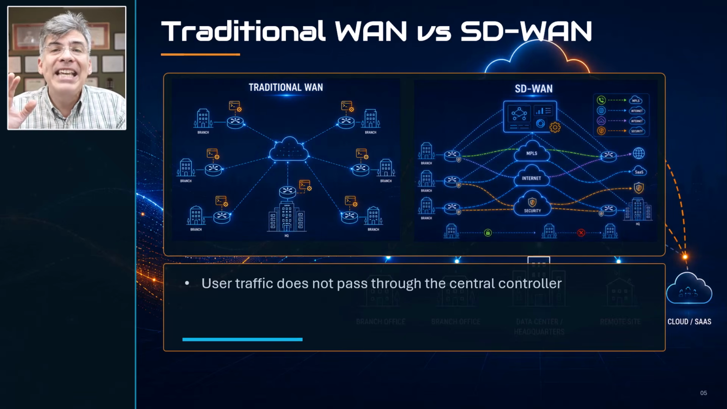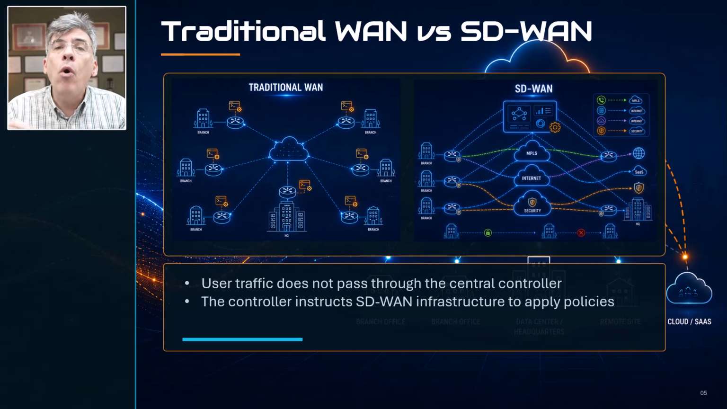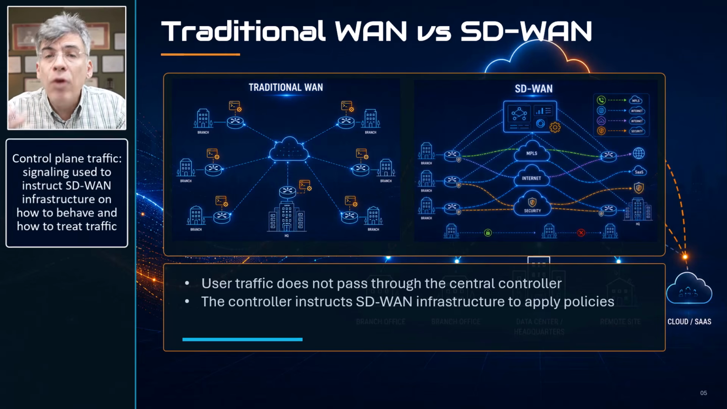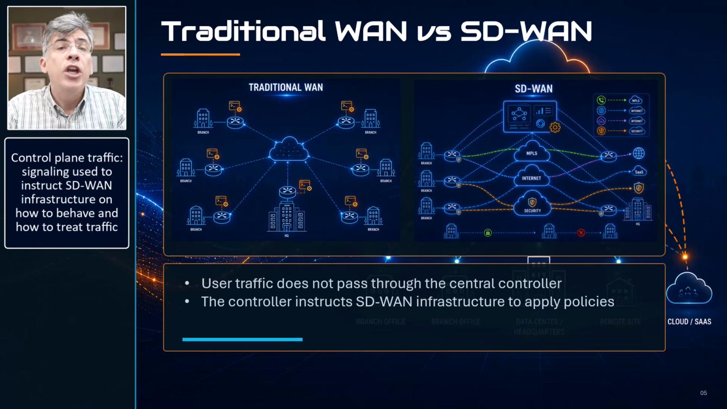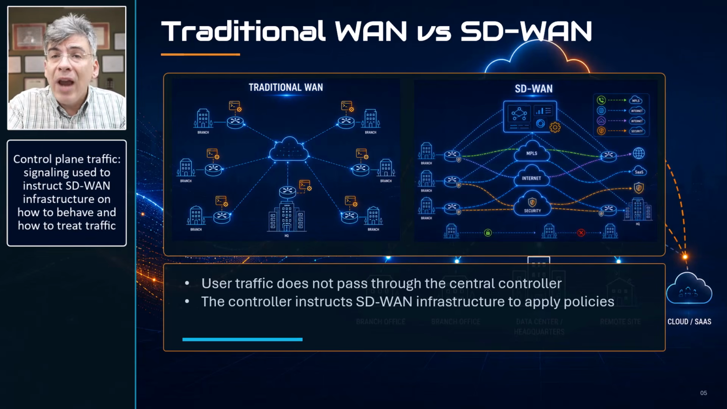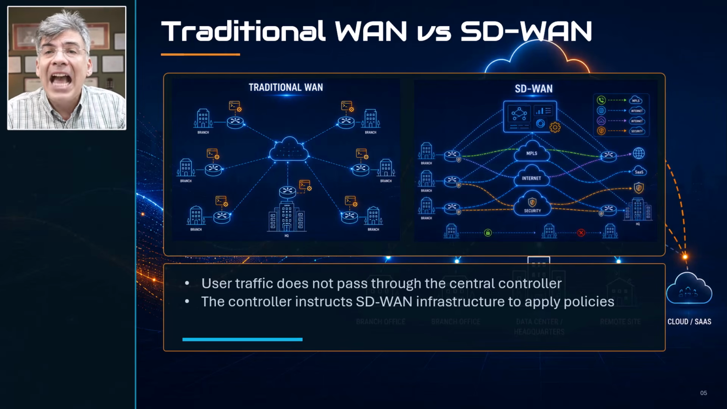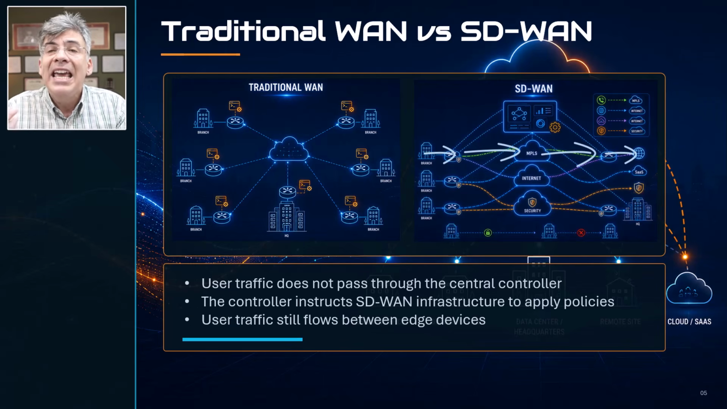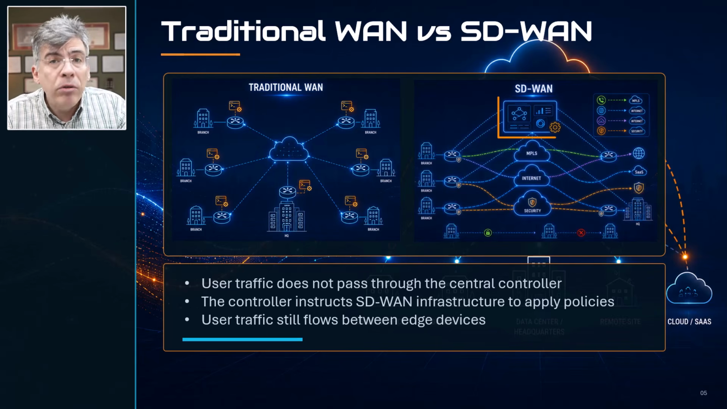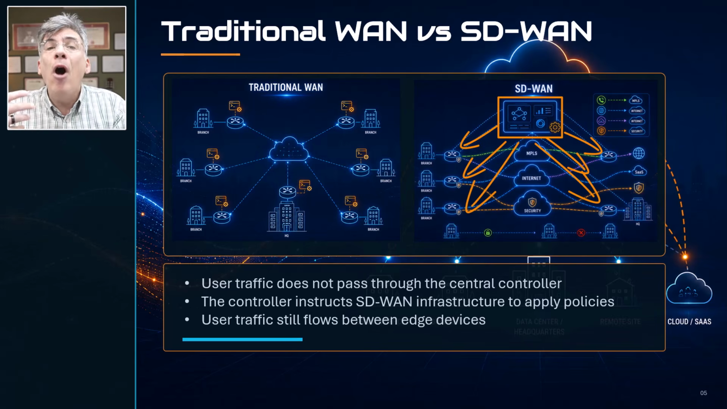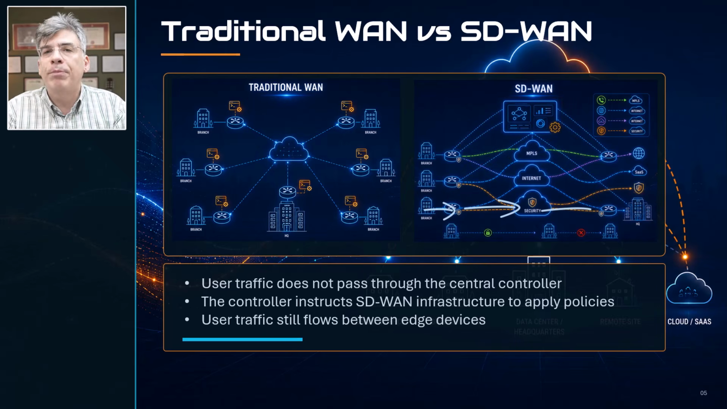This does not mean that all user traffic passes through some central controller. No, that is a common misunderstanding. The controller only deals with control plane traffic, that is, traffic that is used to instruct the various parts of the SD-WAN infrastructure to behave in a particular way and to treat traffic in a particular way based on specific policies. In most SD-WAN designs, the actual data traffic still flows between the edge devices, such as branch routers, data center routers, or cloud gateways. The controllers help manage the fabric itself. They distribute information and apply policies, but the data plane or the user plane forwarding itself happens at the edge devices.